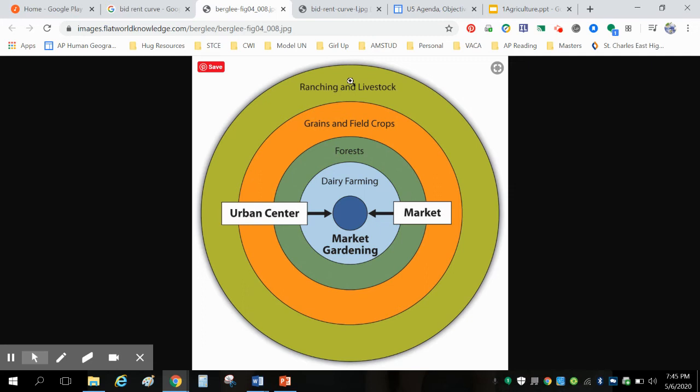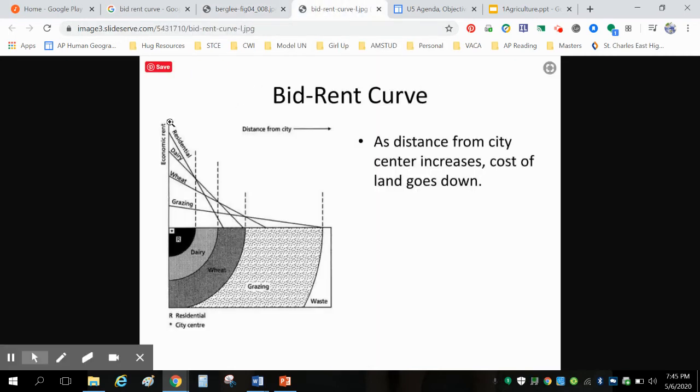It's basically which agricultural products are going to be located where in relation to the market in order to maximize profits. Now, the other thing that you have to consider is the cost of land, and that's where bid rent comes into play. Bid rent theory argues that the closer you are to the market, which is this R right here, the more expensive the land is going to be. And the further away from the market that you go, the cost of land goes down. So now we're talking about intensive versus extensive agriculture, right? Dairy, market gardening, even wheat to a certain degree is all intensive. But ranching is extensive, right?